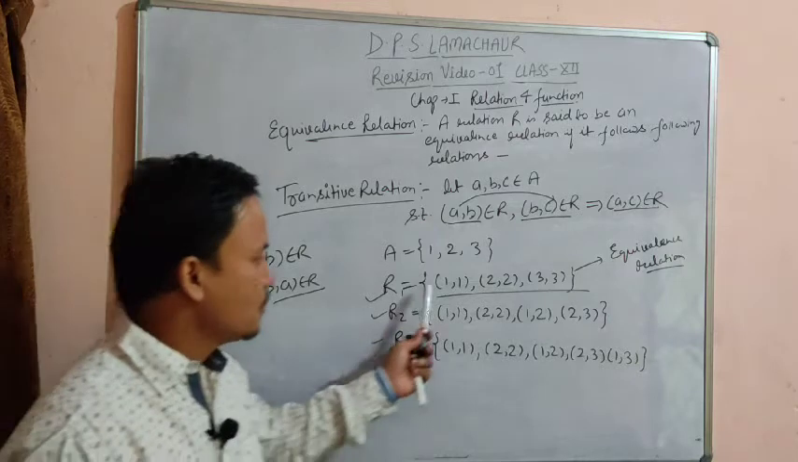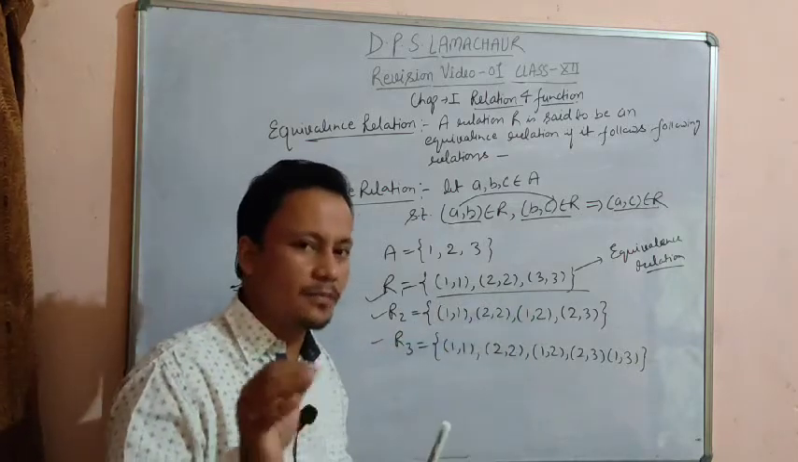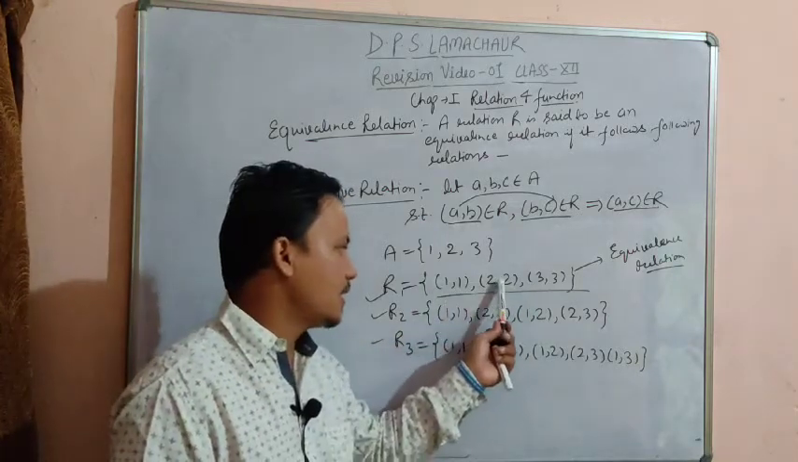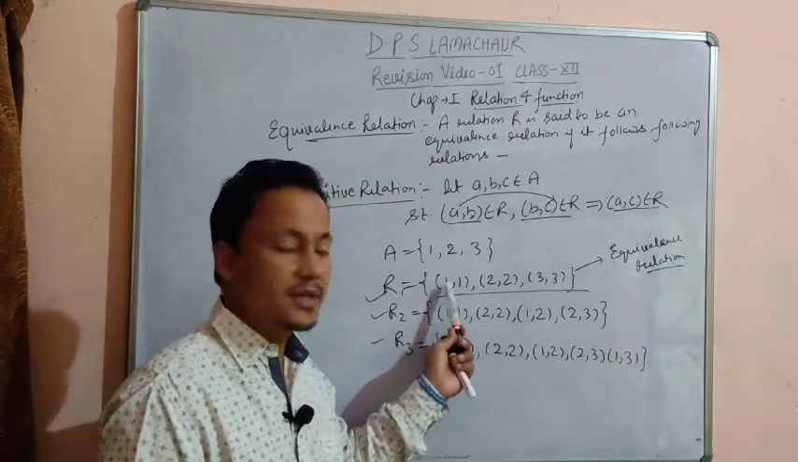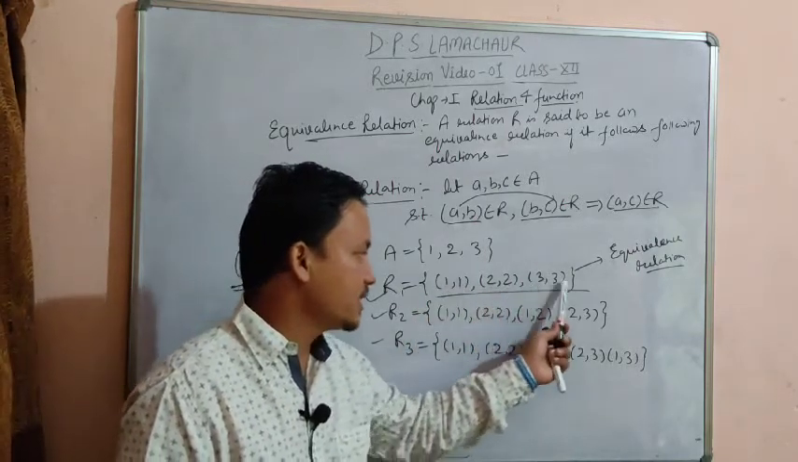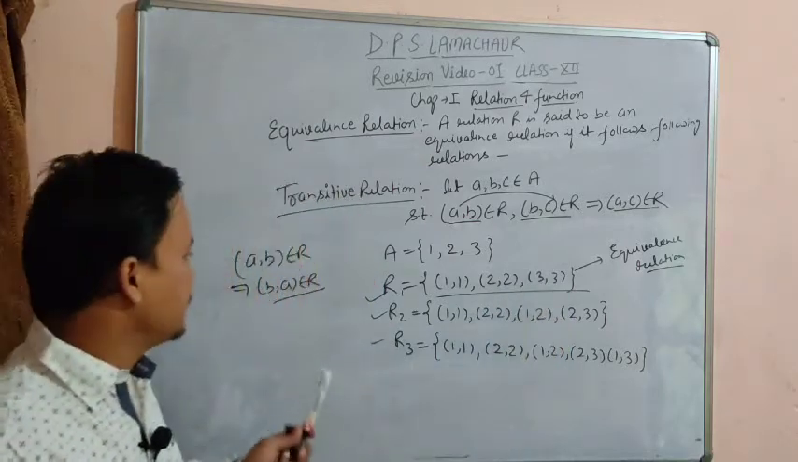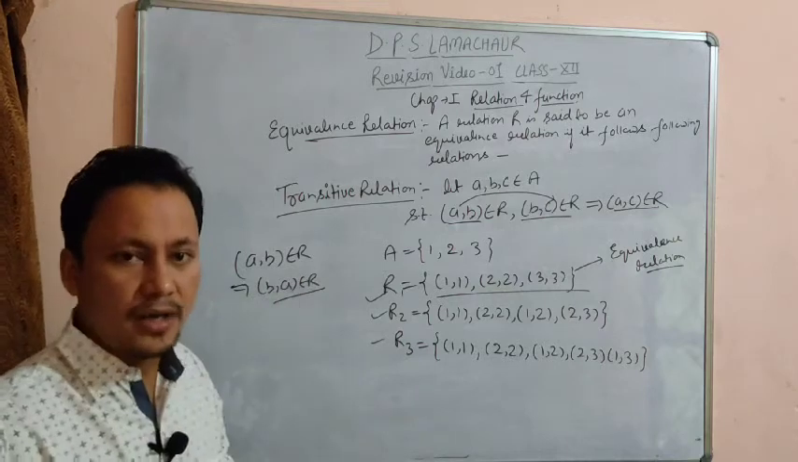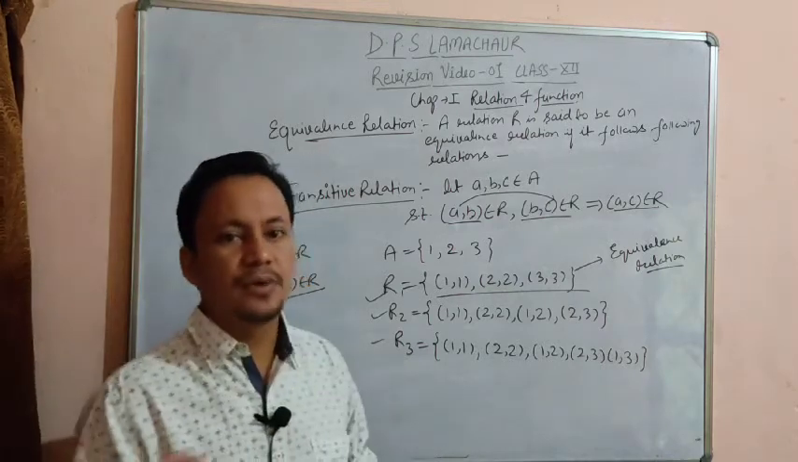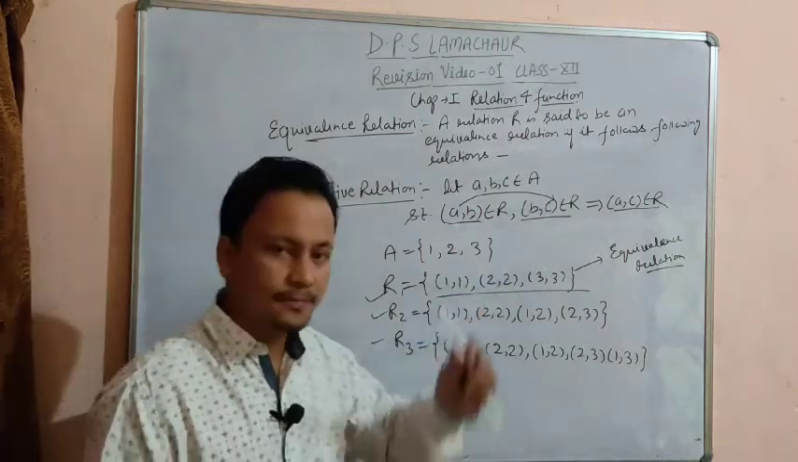Listen carefully, there is no element of the kind A comma B, because all the elements are identical. Say 1 is here, so 1, 1 की identity 1, 2 की identity 2, 3 identity 3. So there is no element of the kind A comma B. So how can we say that B comma A also belongs to R? अगर आपको A comma B ही नहीं दिया है तो B comma A की बात ही कहाँ से होगी? So that's why it is symmetric.